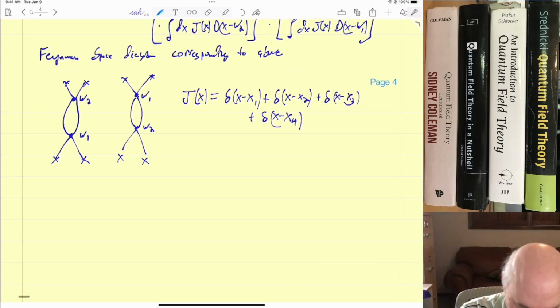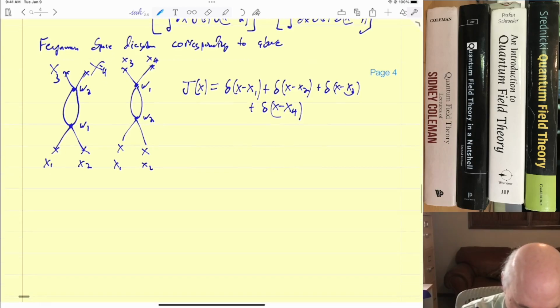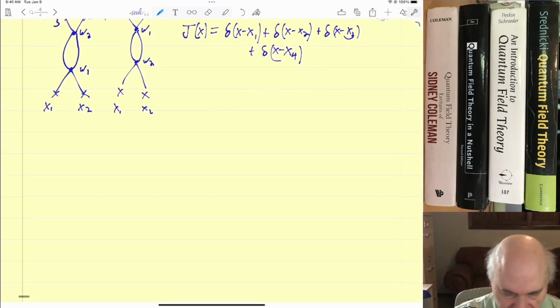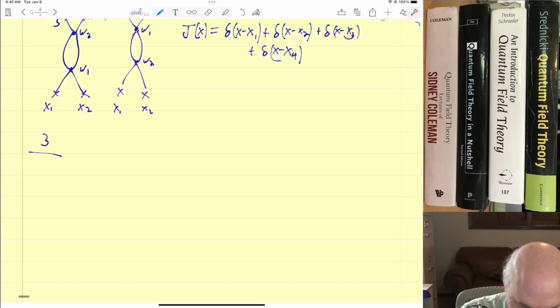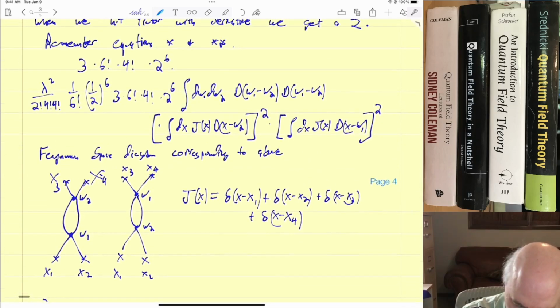So now we could actually label these points: x1, x2, x3, x4. And if we carry out the delta functions, if we substitute it in, you can work out the numerical factors, this is what all those factors above work out to.